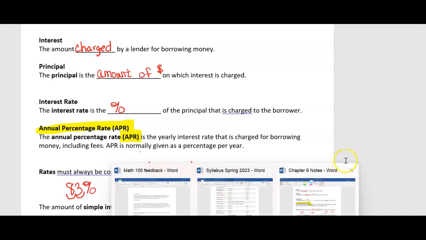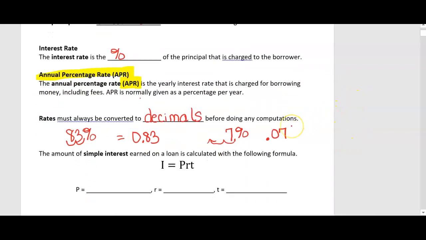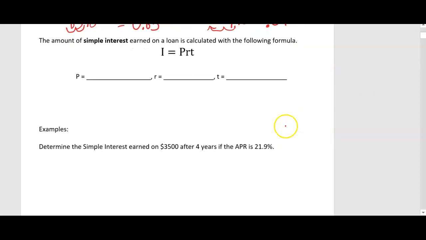Now, the first formula we are going to be introduced to is what we call simple interest. And simple interest has a very simple formula. Interest equals your principal times your rate times your time. So in this formula, you want to make sure you highlight that so you can reference it later when you need to. The P stands for principal, or the amount of money that you are borrowing. Your R is your rate, which is going to be a percentage, and you turn it into a decimal.